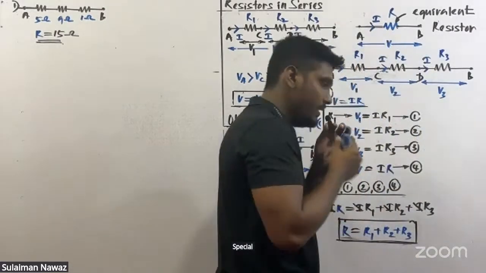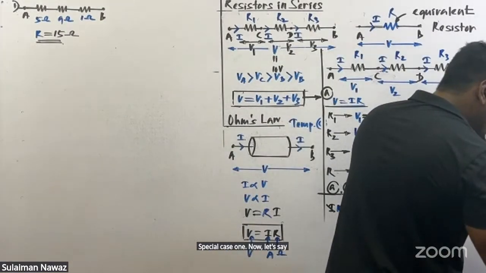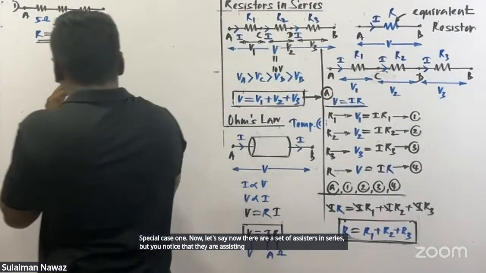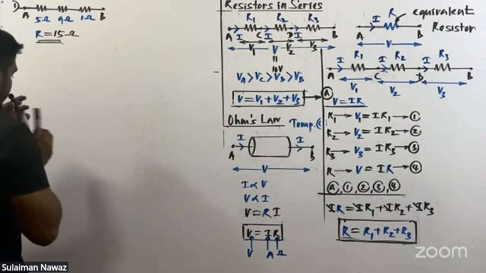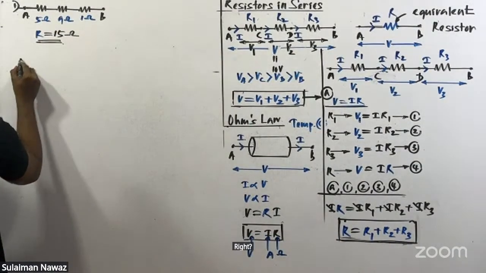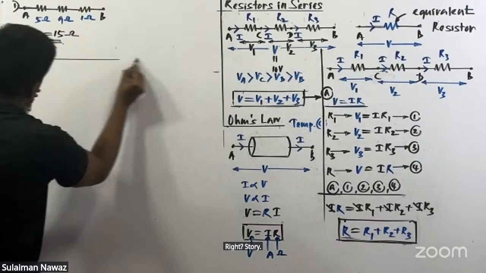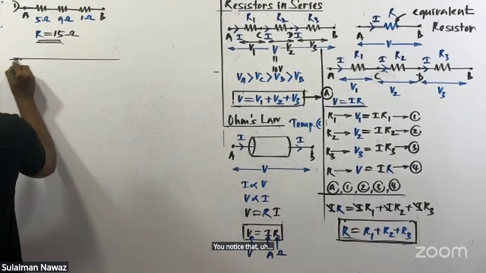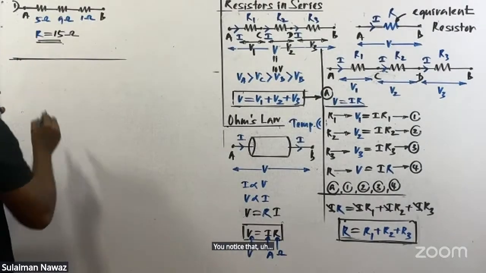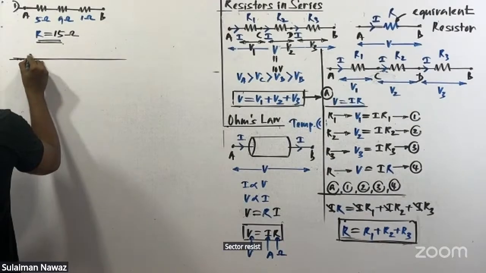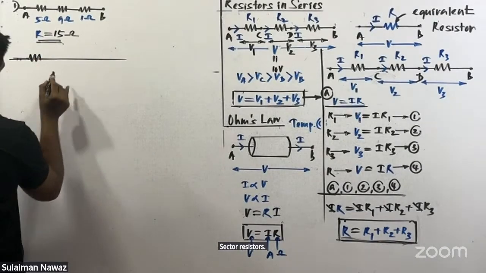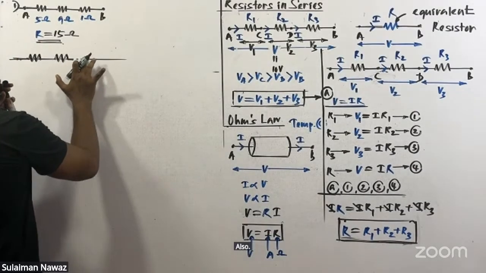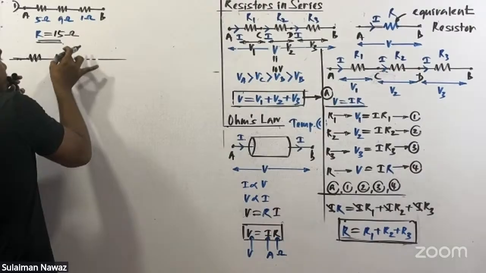Special case one. Now let's say there is a set of resistors in series, but you notice that their resistances are the same. You notice that the set of resistors in series also have the same resistances.